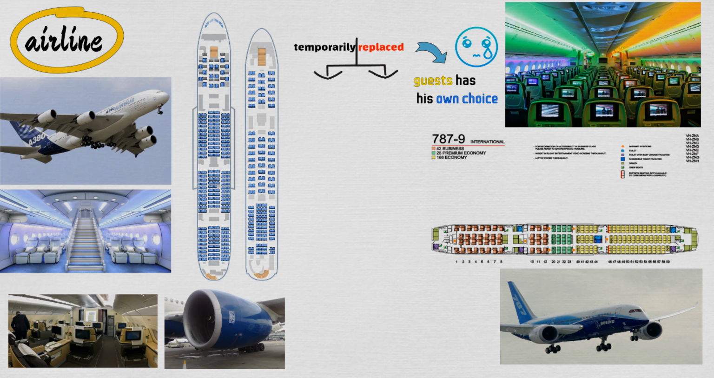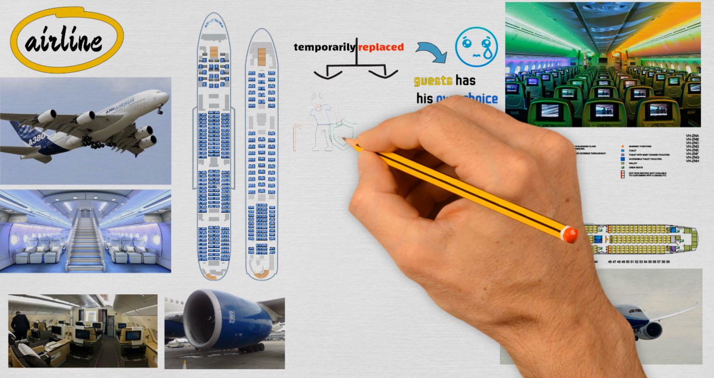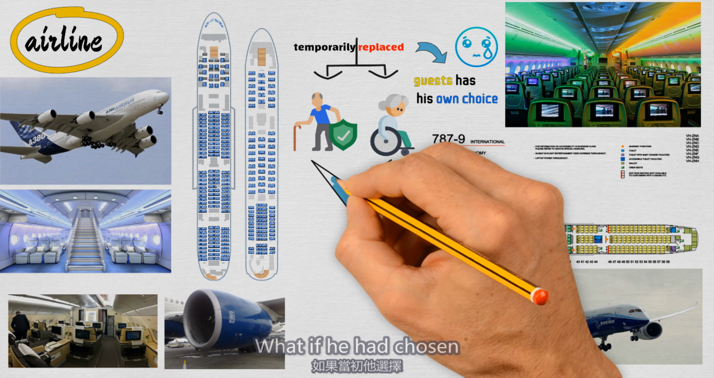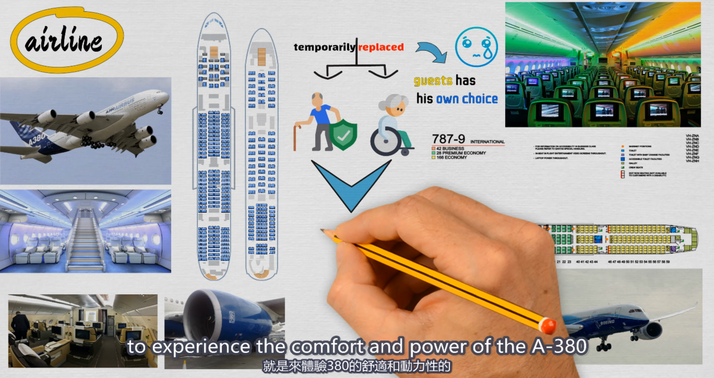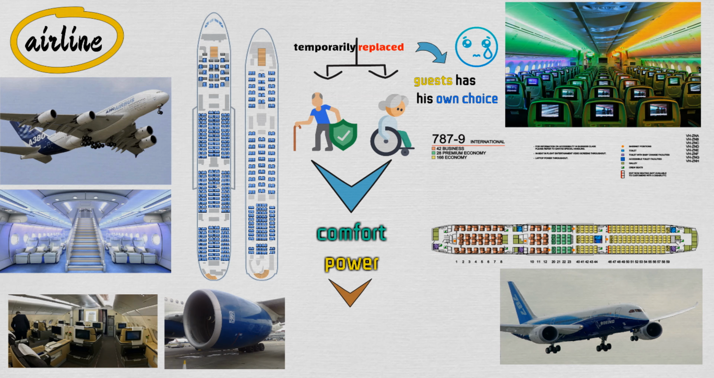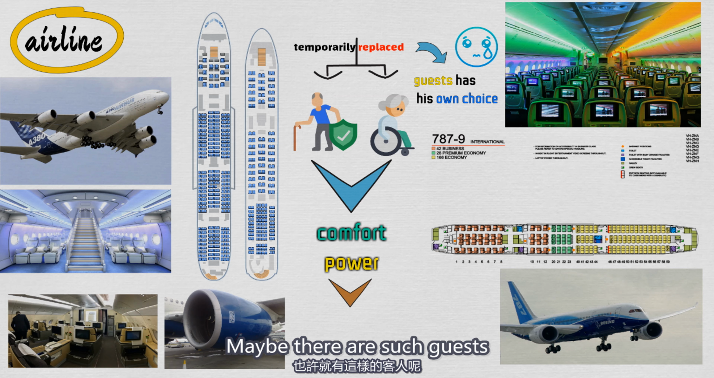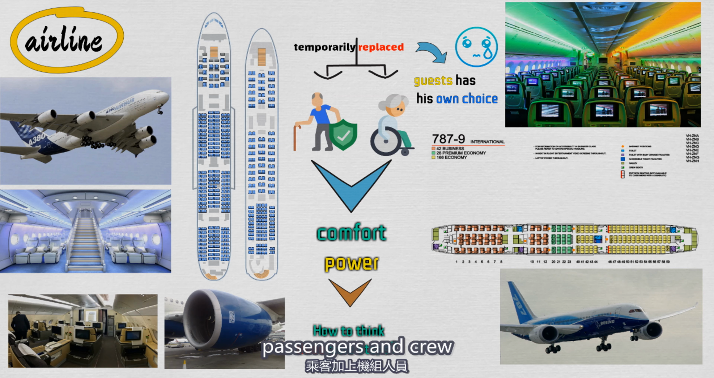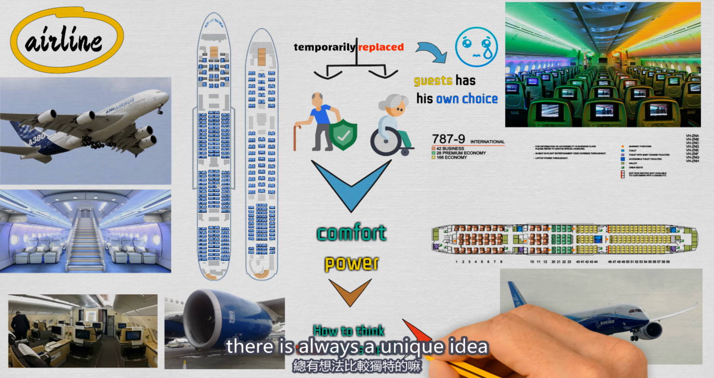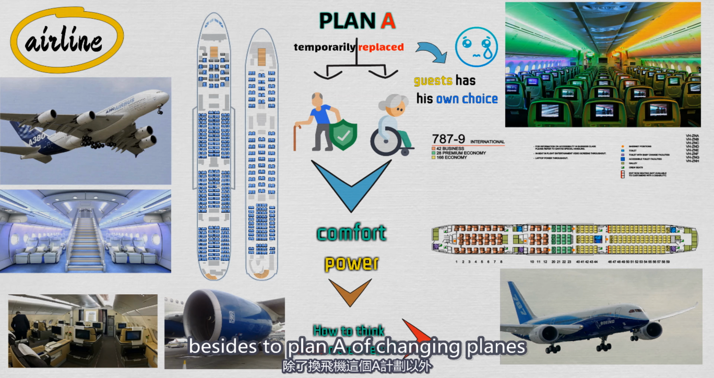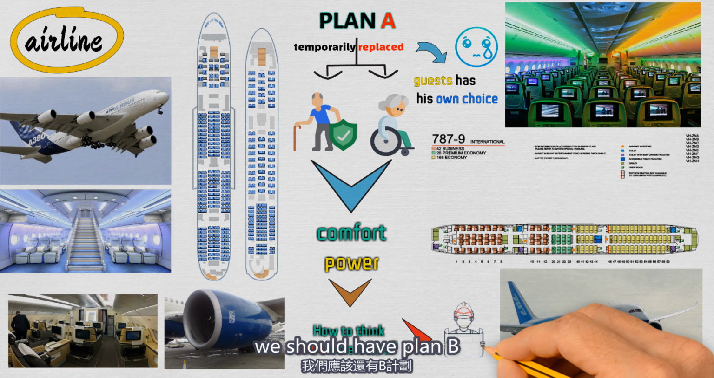There are some guests, maybe for work reasons, perhaps for health reasons. Could this be the last time he flies? What if he had chosen to experience the comfort and power of the A380? What should we do? Maybe there are such guests, and as we said before, think 3 more steps. Passengers and crew, the entire plane is nearly 600 people, there is always a unique idea. So, besides plan A of changing planes, we should have plan B.